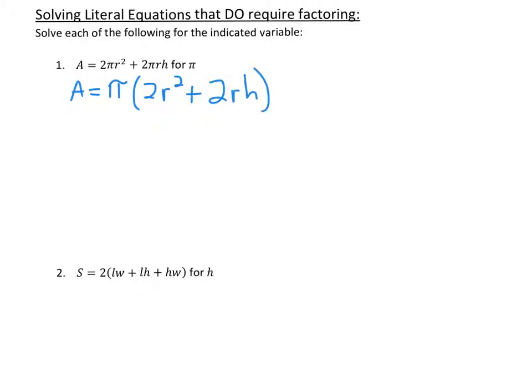Once you've done that, since the pi is getting multiplied times this whole set of parentheses, you can get the pi alone by dividing both sides of the equation by the entire set of parentheses. So we can divide both sides of this equation by the whole expression that's inside the parentheses.